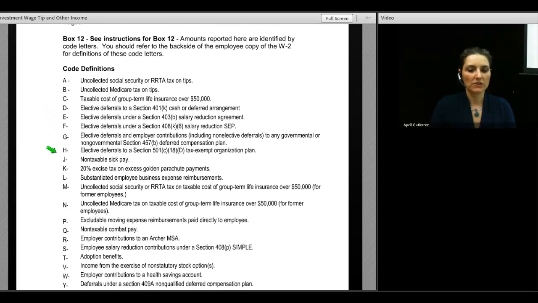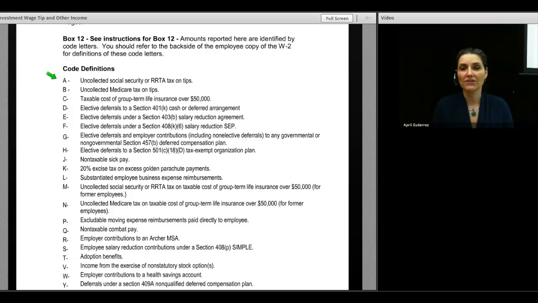Box 12, the amounts reported here are identified by code letters. You should refer to the back side of the employee copy of the W-2 for instructions on what these letters mean. So the W-2 actually has these codes on the back of it and the definitions. So you shouldn't ever be holding a W-2 and looking at a code on it and going, gee, I wonder what that means. Oh, well, because you just flip it over and they're there. And the employer is required to have that information there. So if they issued a W-2 that is missing it, they're out of compliance with the law.